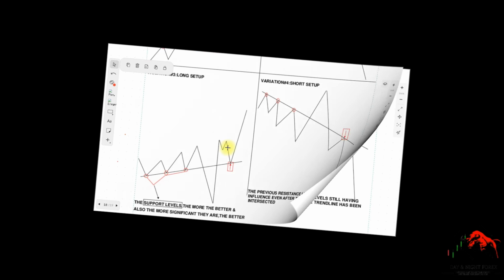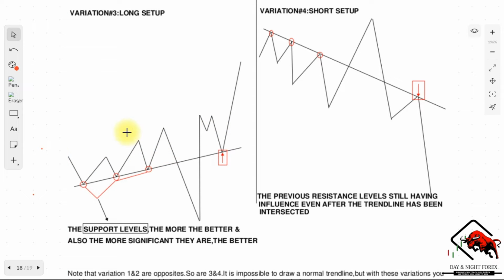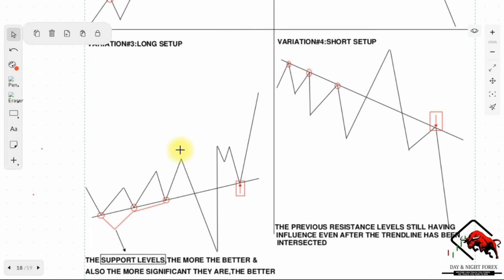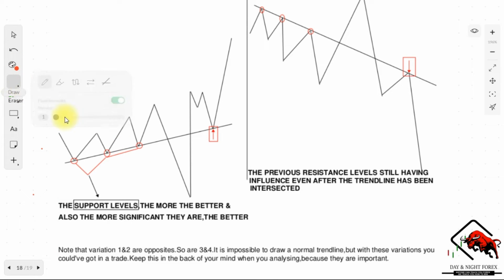And then our third and fourth variations right here. Here we have another buy setup. As you can see, we have our support levels, and then the market broke through here. It penetrated through this level, but eventually came back again and continued in the uptrend. So this was just a minor break that came through there.